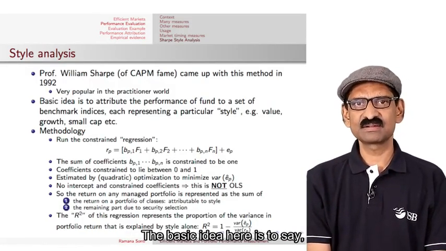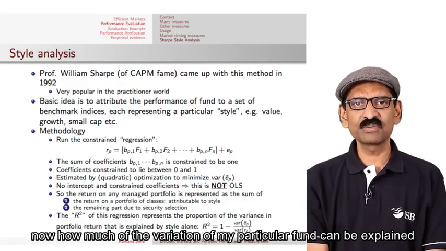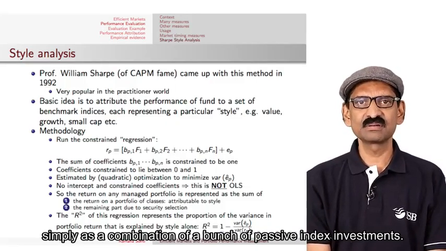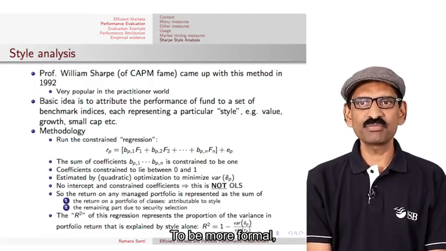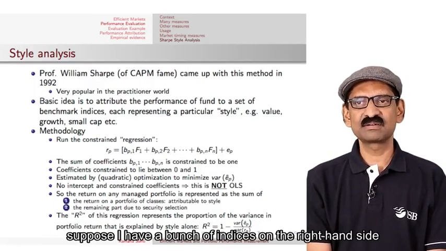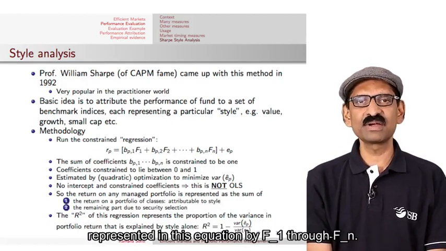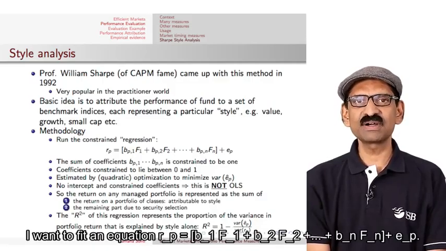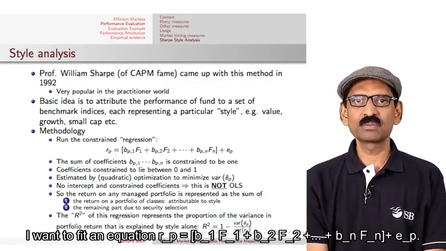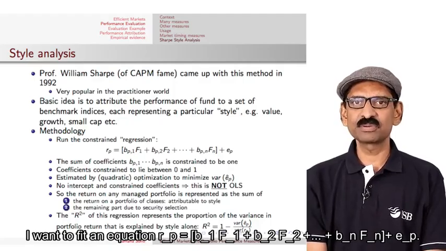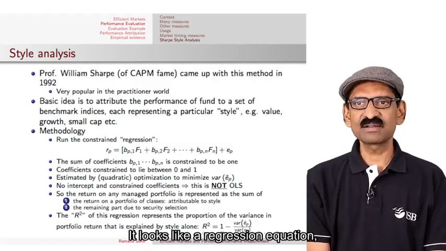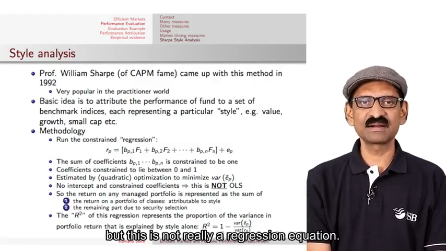The basic idea here is to say, how much of the variation of my particular fund can be explained simply as a combination of a bunch of passive index investments. To be more formal, suppose I have a bunch of indices on the right hand side represented in this equation by F1 through Fn. So what I want to do is fit an equation Rp equals B1 F1 plus B2 F2 all the way to Bn Fn plus one error term Ep. It looks like a regression equation, but this is not really a regression equation.